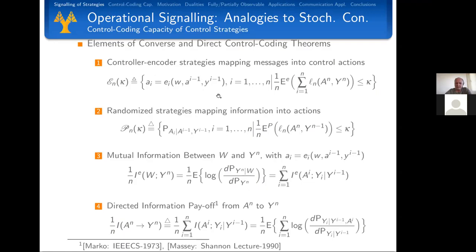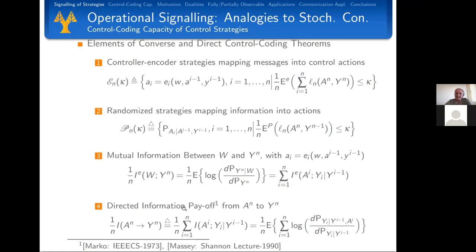controller encoder strategies. So two information measures appear in the converse coding theorem. The first is the mutual information between the messages and the outputs under a given coding strategy, which is well known: the logarithm of the Radon-Nikodym derivative between the sequence Y^n conditioned on the message, and the output distribution of Y^n. This can be written in a sequential form where these A_i are the encoders.